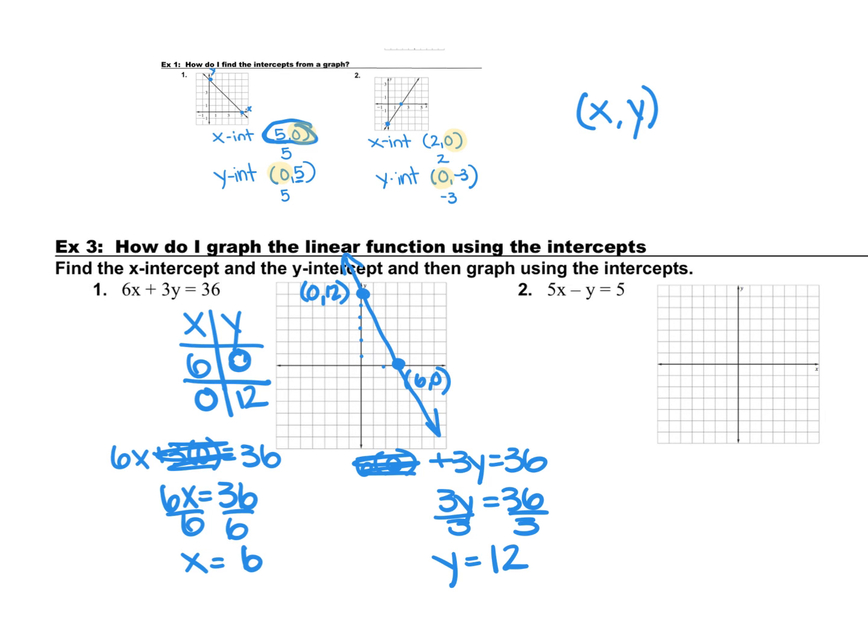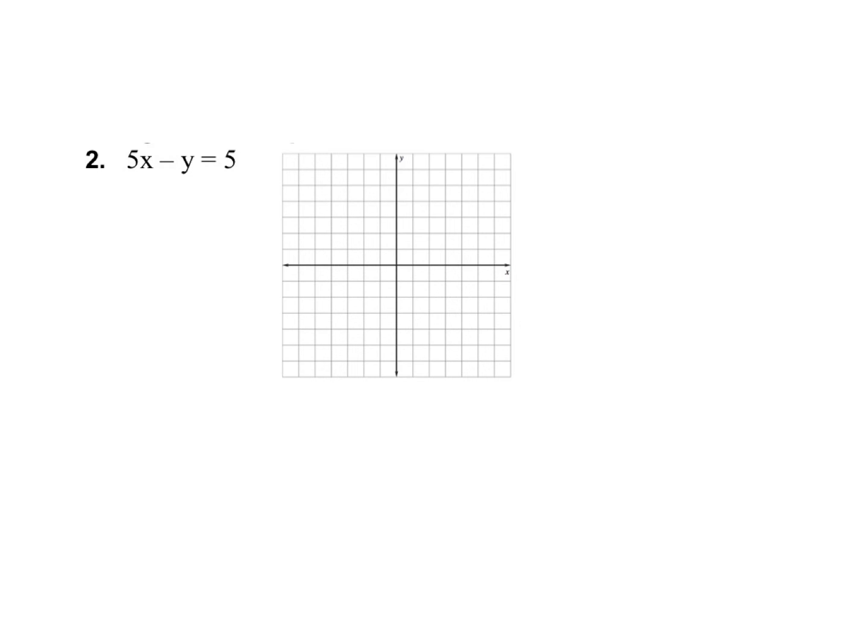this equation. All right, number 2, we have 5x minus y is equal to 5. And again, remember, when you're finding the x-intercept, the y-coordinate is 0, and when you're finding the y-intercept, the x-coordinate is 0. All right, so what we're doing is plugging these numbers in.